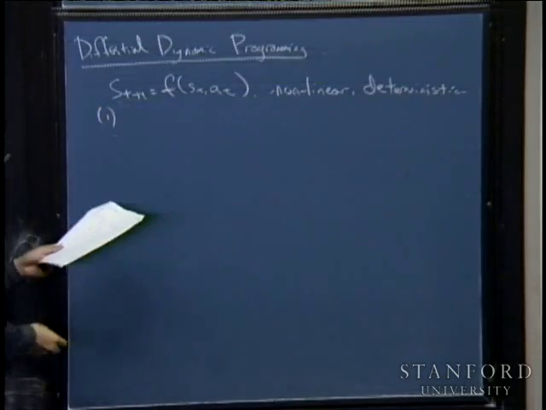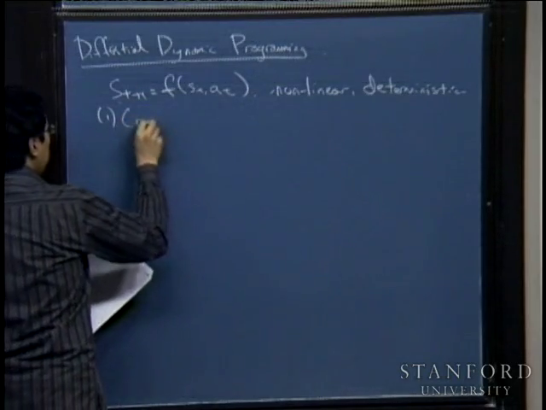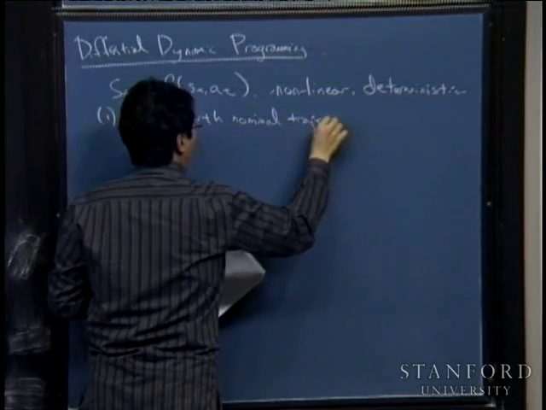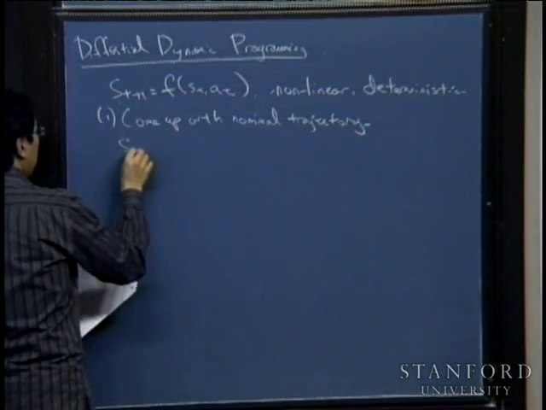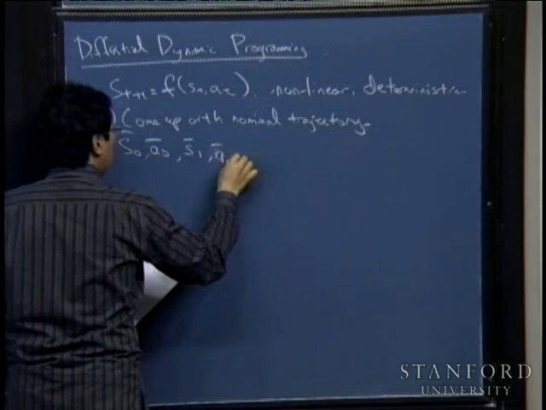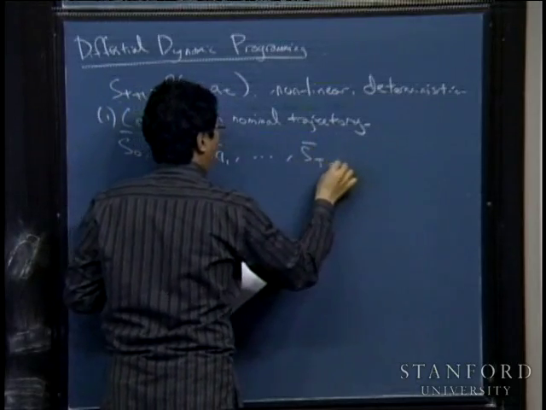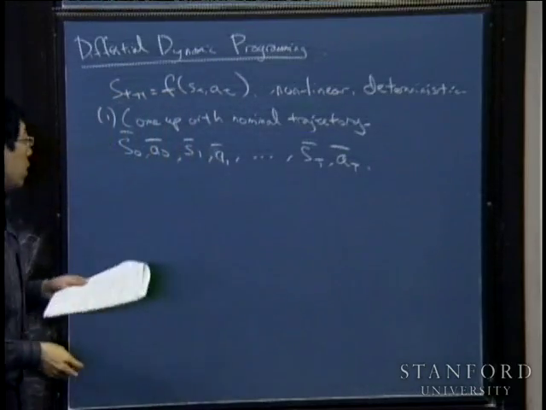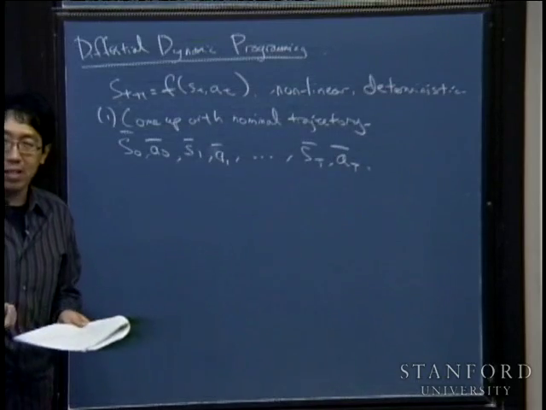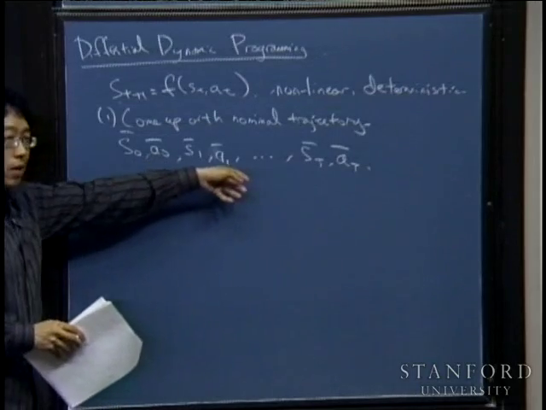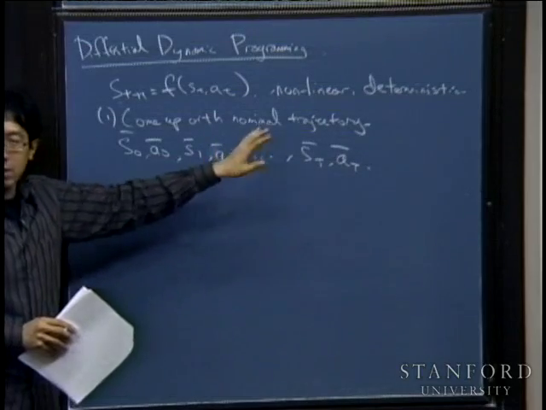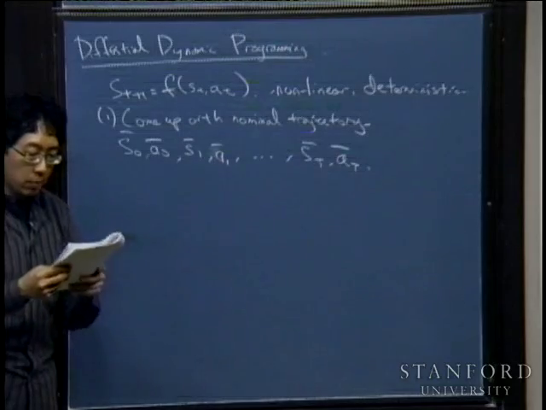So here's what differential dynamic programming does. First step is to come up with what I'm going to call some nominal trajectory, and I'll call this S0, A0, and so on. One way to come up with this would be if you have some very bad controller. Let's say someone hacked up a controller for flying a helicopter. It's not a good controller at all. But you might then go ahead and fly the helicopter using a very sloppy controller, and you get out some sequence of states and actions. I'll just call the sequence of states and actions the nominal trajectory.